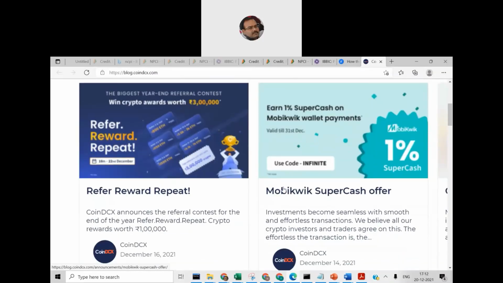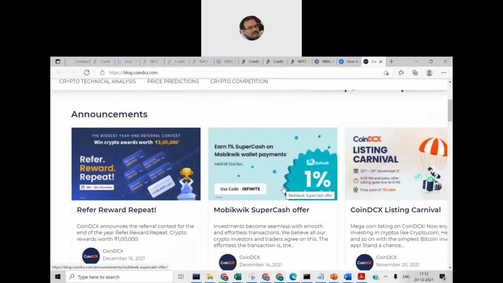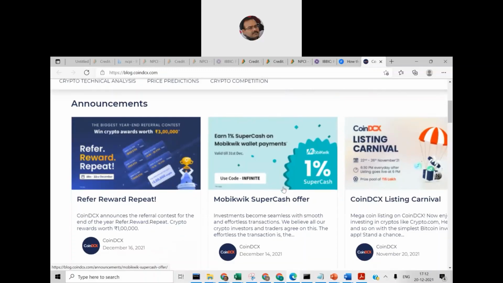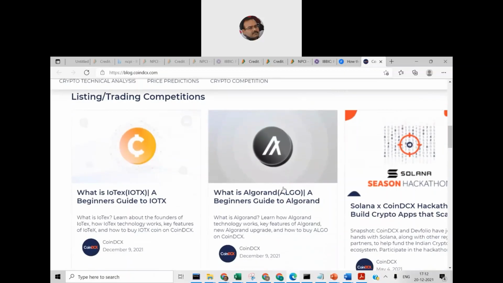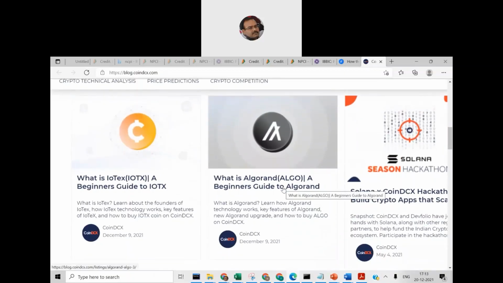Frauds keep happening around the world, and that's why we have a full-fledged subject and domain of cybersecurity, where the only focus is on carrying out secure transactions on the web. One of them is Coindesk. There are many other cryptocurrency exchanges in India as well as abroad that trade exchanges all in the digital world.